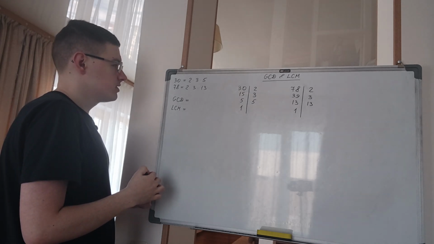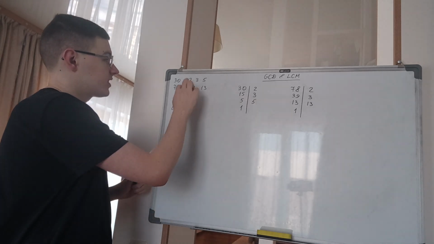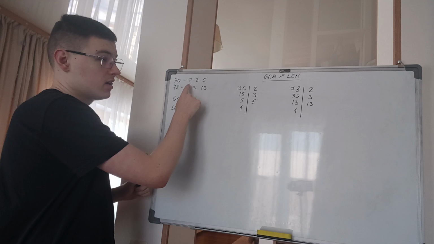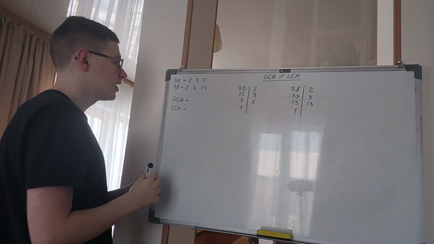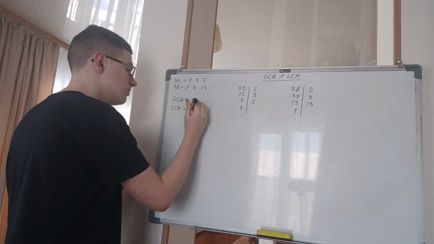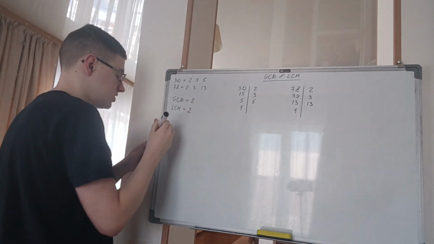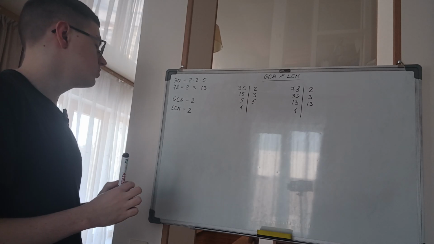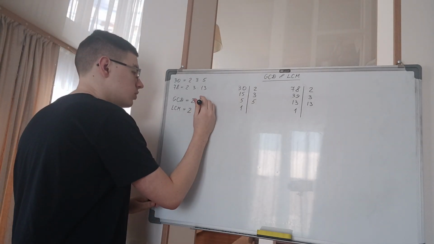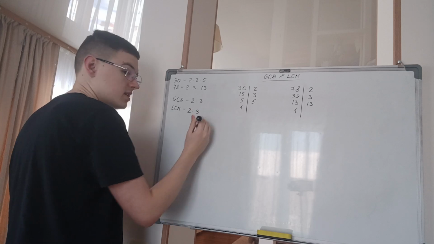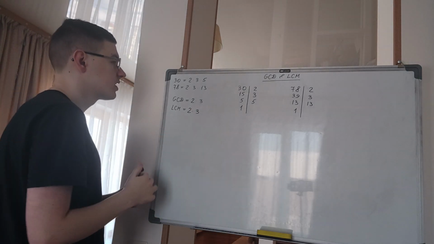So let's find it out. The greatest common divisor equals... The divisor 2 appears only once in each number. So we write this 2 only once. And with LCM, the same situation, since the maximum number of occurrences is also 1. The same situation with 3, so we multiply the result by 3, as well as LCM.